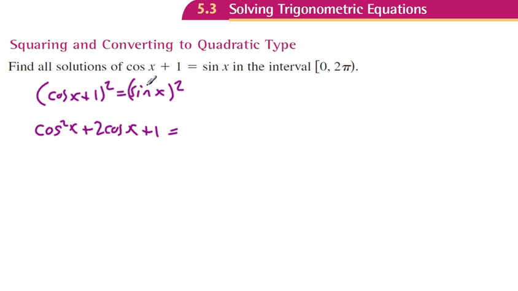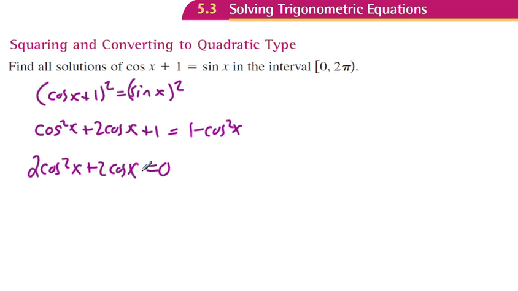The right side gives us just sine squared of x, but since I want to put it all in cosine, I can rewrite sine squared of x as 1 minus cosine squared of x. Let's subtract 1 from both sides and add cosine squared of x to both sides, which means now I'm going to have 2 cosine squared of x, drop down my 2 cosine of x, and the 1's just cancel.